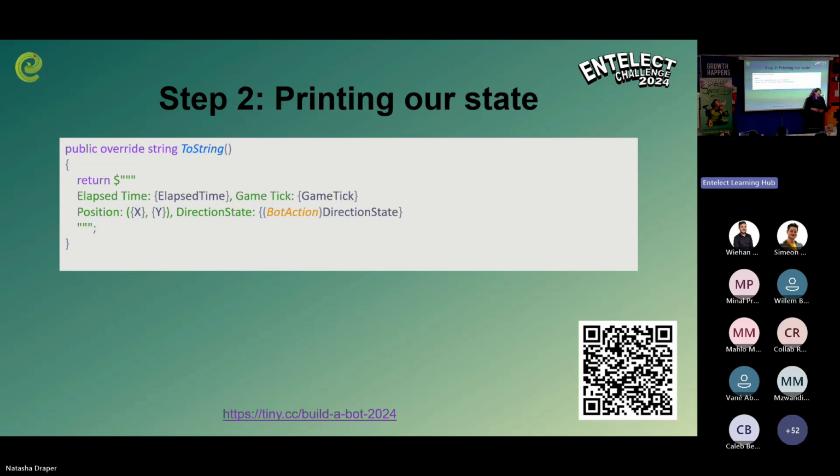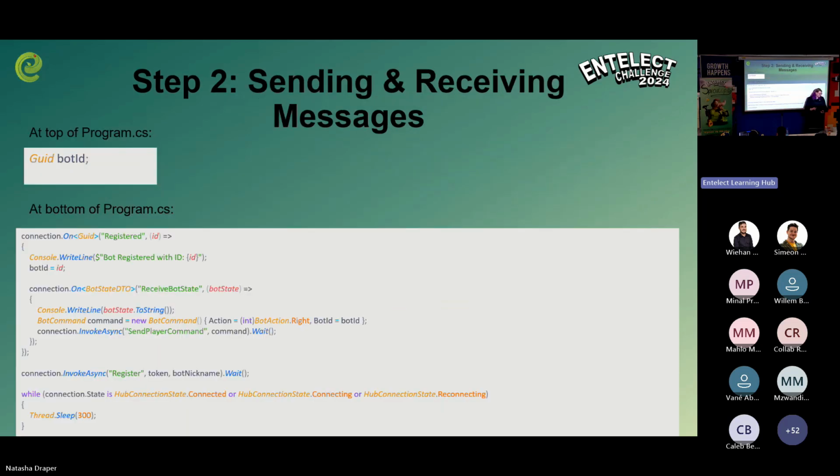I basically just printed the current tick, the current elapsed time, and then our position, and then direction state, which is just in which direction we're currently moving. Then at the top of program.cs, I added a bot ID variable of GUID type. This is the bot ID that we're going to be receiving from the engine. And then we're going to add a listener for the registered event. And we need to make sure to specify the GUID type in that little angle brackets.